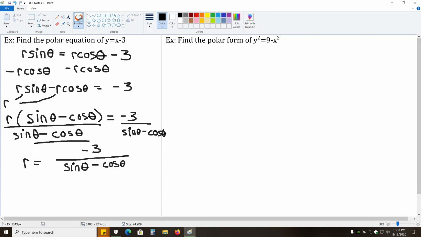And we could technically multiply the top and bottom by a negative 1 to get 3 over cosine theta minus sine theta to make it look a little bit nicer, but this is more than enough. We've converted the equation to its polar form. So this equation represents the same thing as this linear equation in rectangular form.